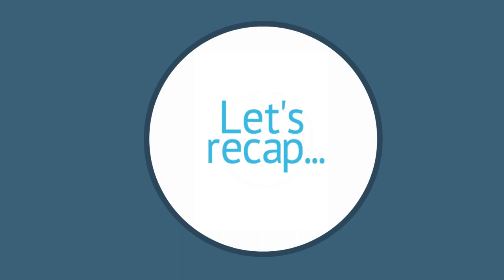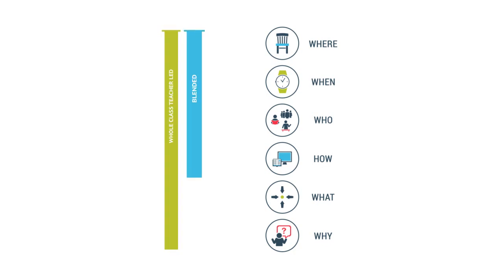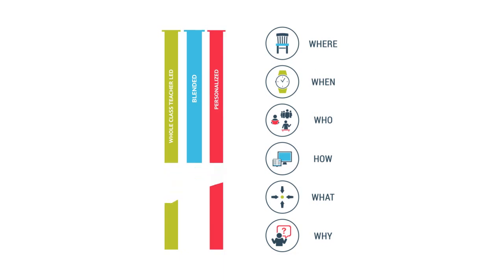So let's recap. There are 6 factors: where, when, who, how, what, and why, to take into consideration when designing learning experiences. We all do this naturally, but for the purposes of differentiating between blended and personalized learning, we have explicitly named them in this video. As we move from whole class teacher-led environments towards a blended or personalized environment, student voice and choice is increasingly present when determining each factor.